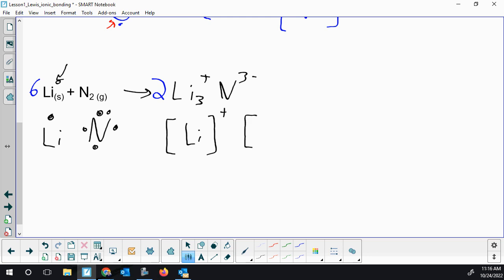Move on to the nitrogen. Again, I'm going to put the square bracket in right away because it's got a charge. How many dots does it have? Well, the atom had 5.